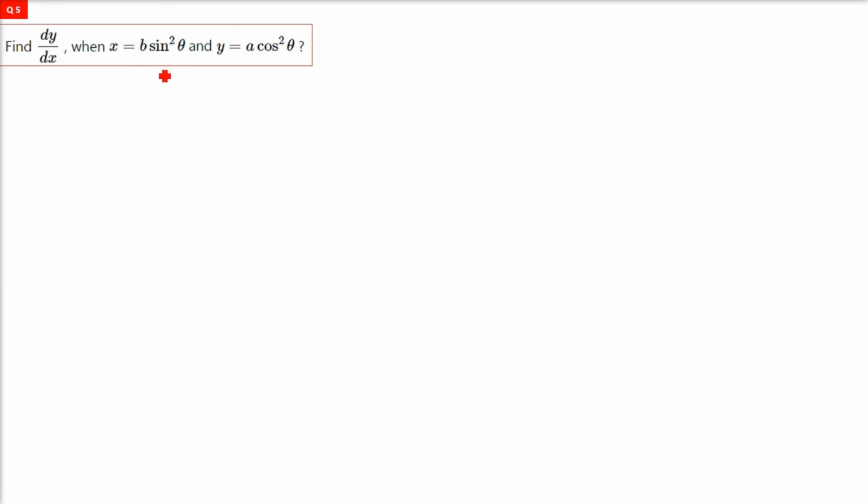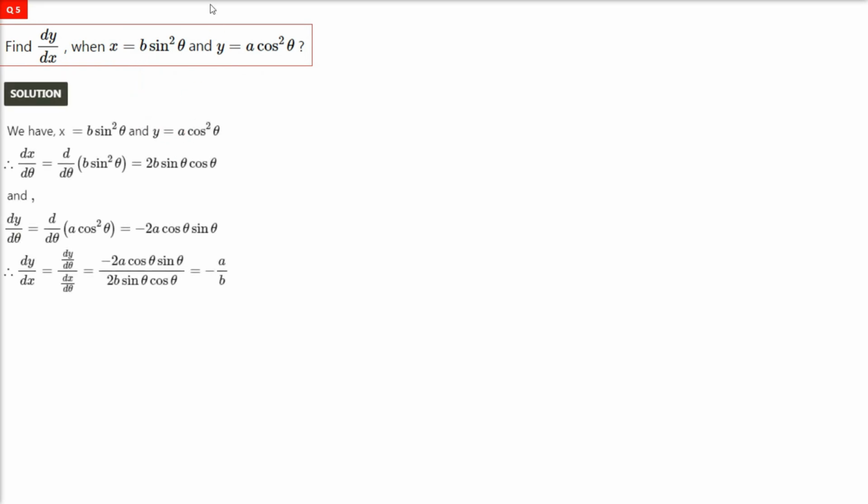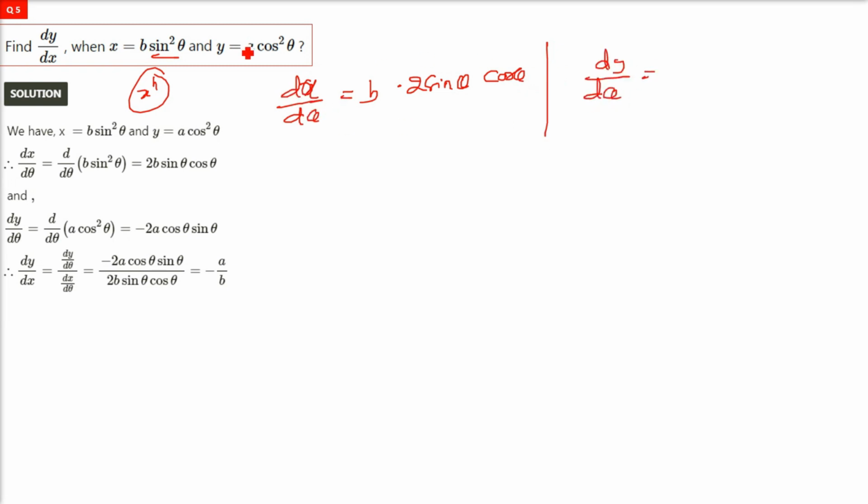dy by dx we have to find out. It is x equals b sin square theta, y is equal to a cos square theta. So this is also quite straightforward. You can just go ahead, because I hope you will be able to resolve this. But for the sake of completion, dx by d theta we'll find out. b sin square theta will be 2 sin theta cos theta, because if we assume x to the power n, it's n x to the power n minus 1, and then the differentiation of sin theta. So b 2 sin theta cos theta, and dy by d theta is equal to a cos square theta, so twice of cos theta times minus sin theta. Okay.